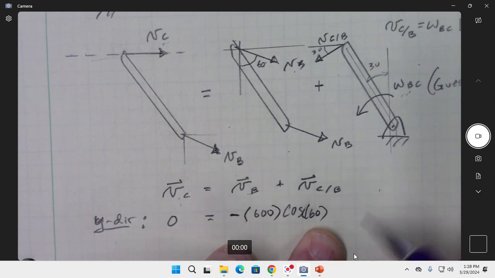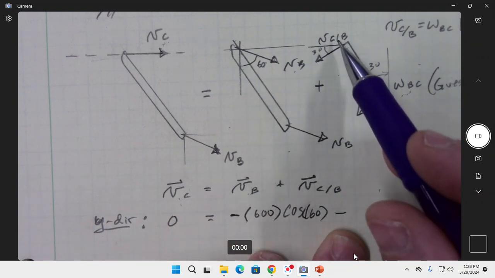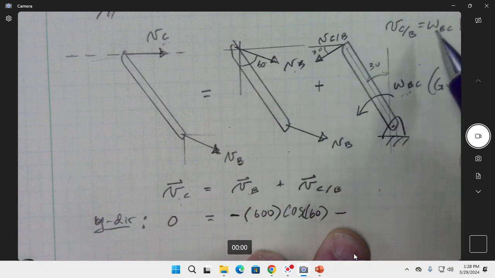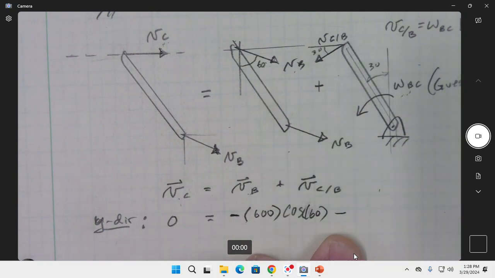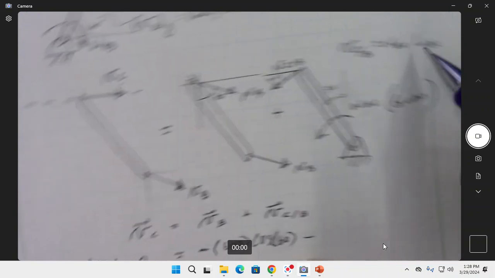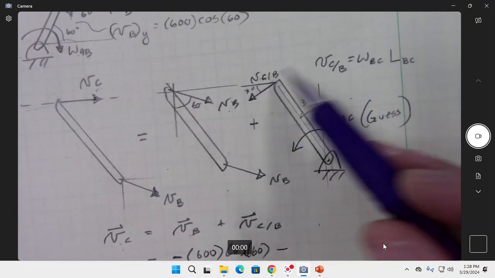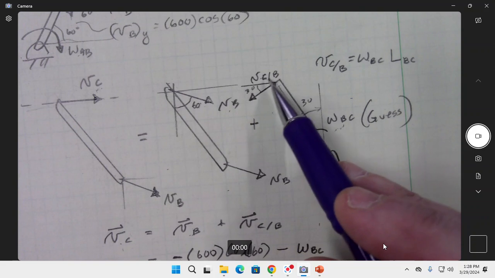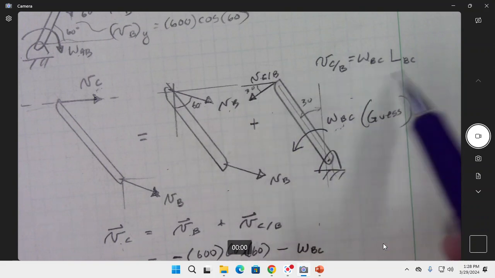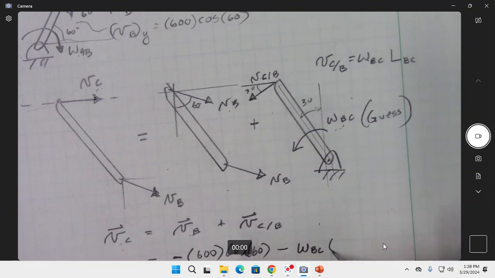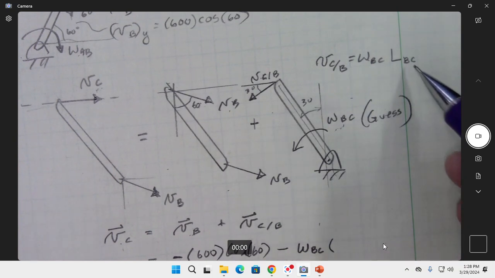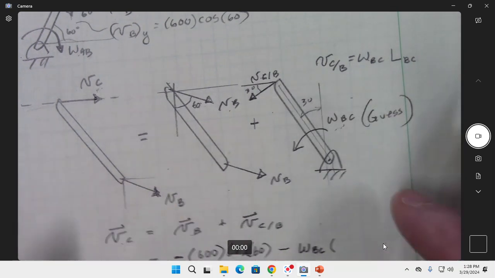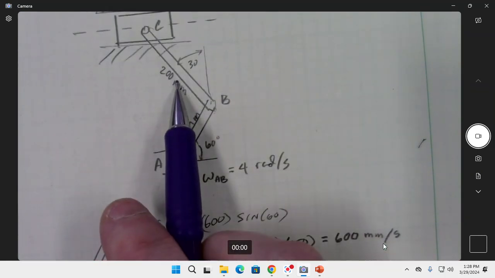And then we also look at this, and this is going to be negative. I could write VC with respect to B, but instead I'm going to replace it, and that's the reason why I wrote this up over here, to say I know this is going to be equal to this, so I'm going to go ahead and write that in there. It wouldn't be wrong to solve for the magnitude of VC with respect to B, and then to solve it from over here. I'm going to replace that LBC with the length of this, which you'll recall is 200 millimeters.